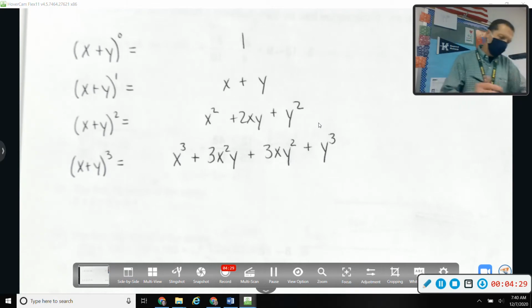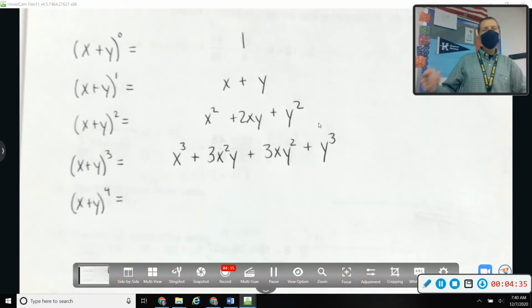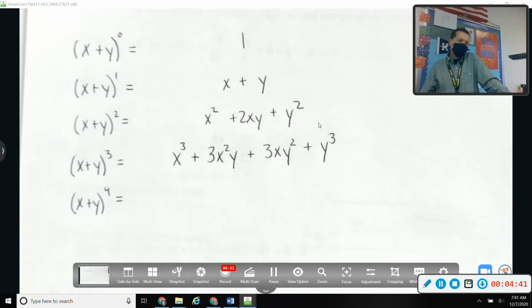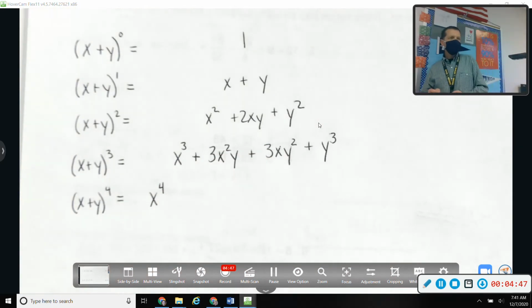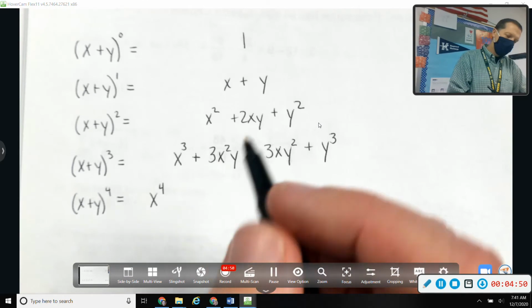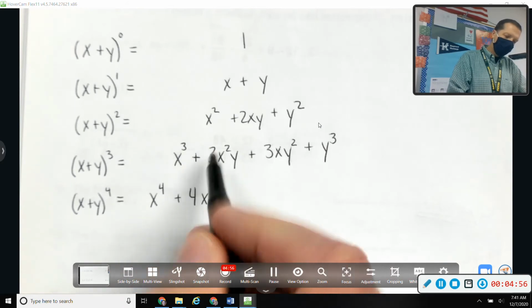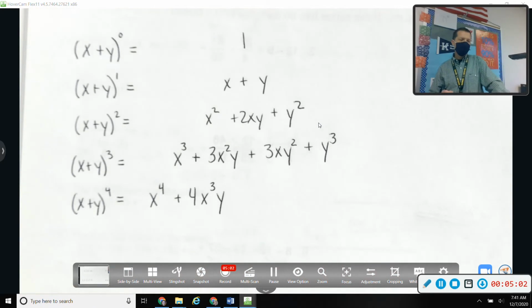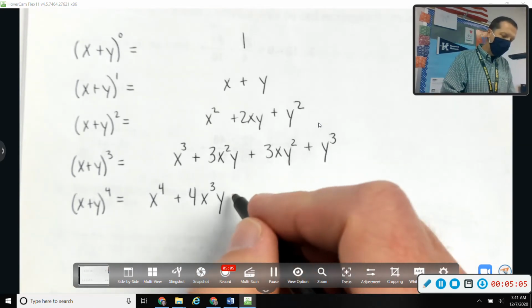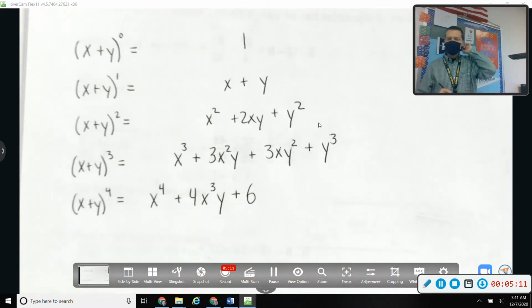Let me put one more up there to really help us see the pattern. If we had x plus y to the 4th, what do you think the first term would be? You probably already recognize some of the pattern. x to the 4th. Any idea what the next term would be following the pattern? 4x cubed y. Careful, just y. Now you don't know the trick for finding the next term, or the next coefficient, yet, but it's 6. I'll tell you the shortcut in a minute.